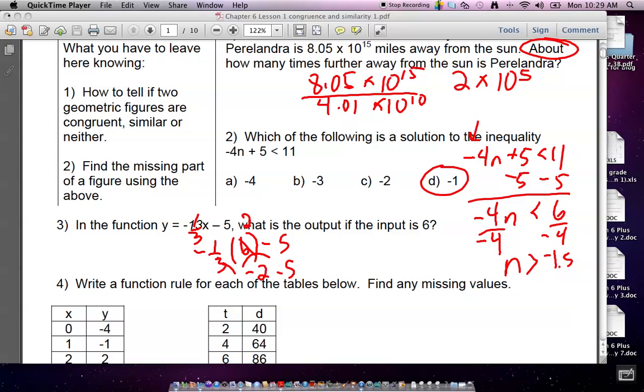When we interpret this, this is 2 negatives and 5 more negatives. What does that come out to? 7 negatives. Good. Okay. Next up.